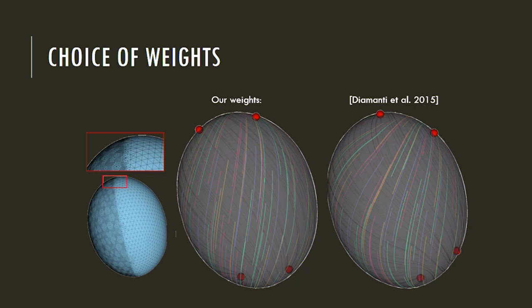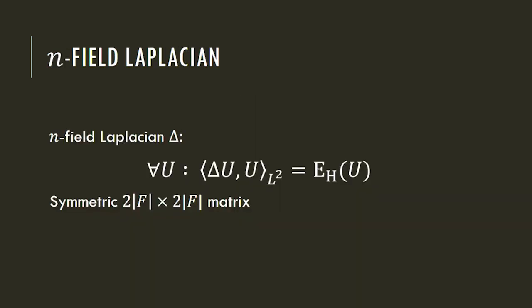So the harmonic energy allows us to define the Laplacian, because the energy is quadratic in the field. There is a unique operator delta such that the L2 scalar product of delta U with U equals the harmonic energy, and this operator delta is what we define as the n-field Laplacian. So this can be represented by a symmetric 2f by 2f matrix, where f is the number of faces on the mesh.